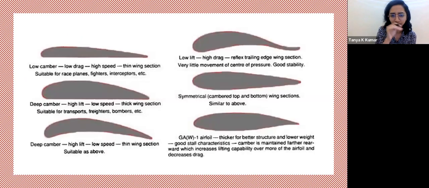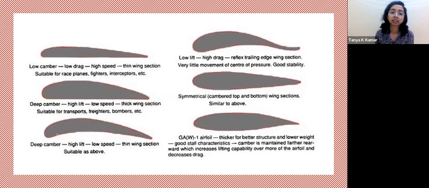So we'll just go over conventional airfoil designs that are encountered. First, we know that this is a symmetric airfoil. This is what we begin all of our discussions with. Then we have a low camber, where the flat bottom is there and there's a slight curve above. Camber itself is for increasing the lift. This ensures low drag and high speed, and overall the wing is thin. Then you have deep camber or high camber, which has a higher curve in the upper surface, but still a flat bottom. So you have high lift here, low speed, and a thicker wing section, obviously.